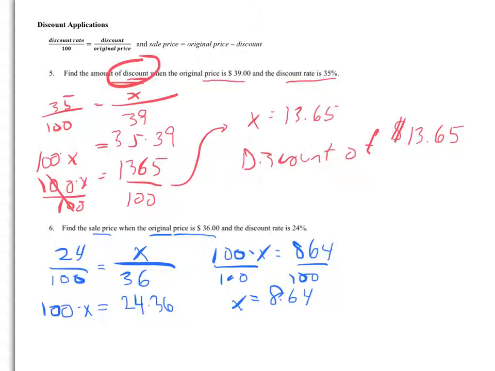So now there's a difference between the previous problem and this one. In the previous problem, we were looking for the discount. It specifically said find the discount. Now in number 6, it says find the sale price. So $8.64 is not the sale price of the item. It is the discount. So let me write that just to make sure that we know that amount is the discount.